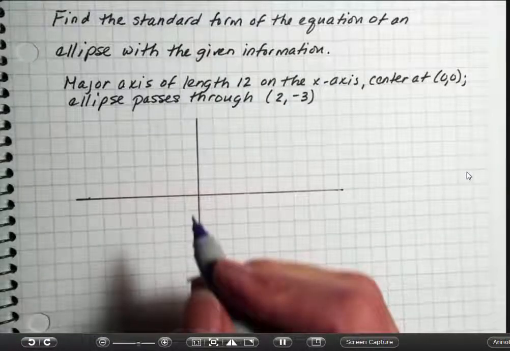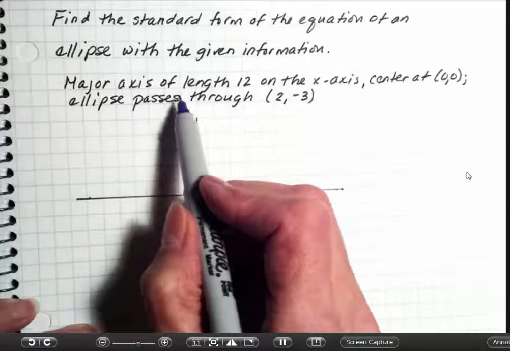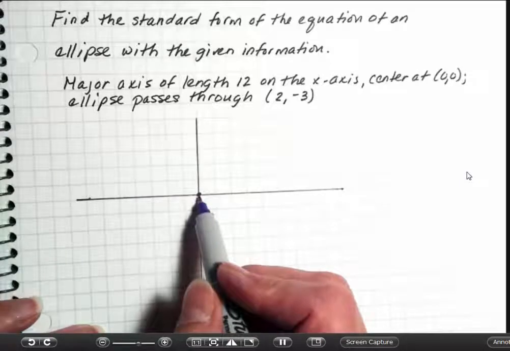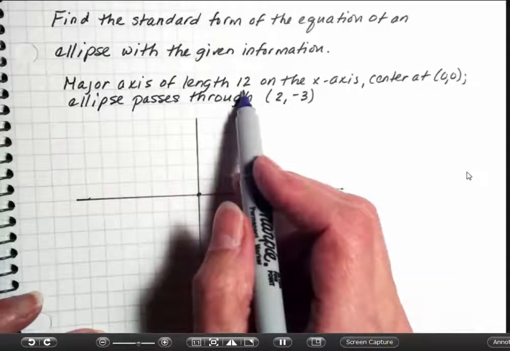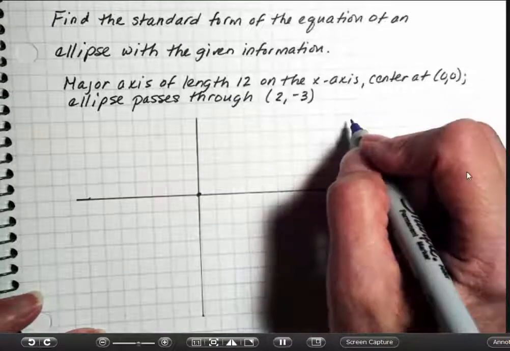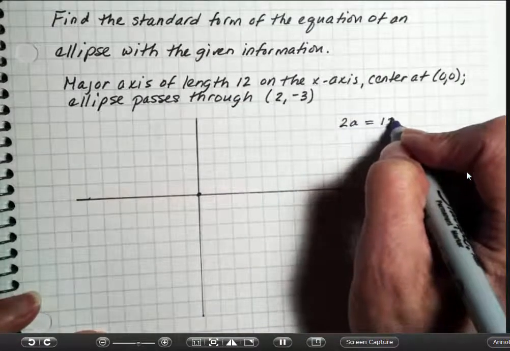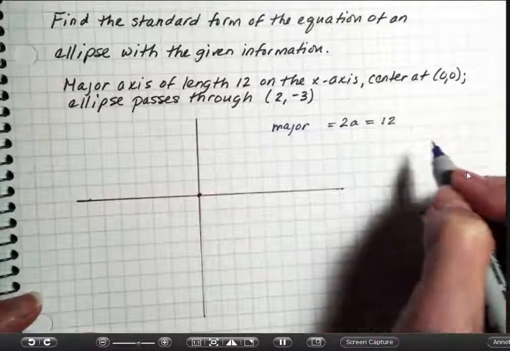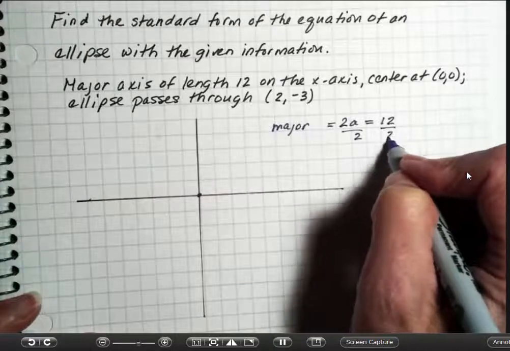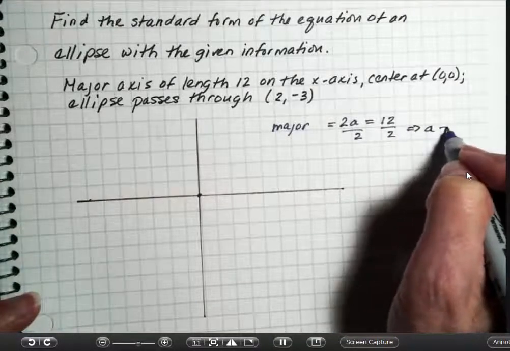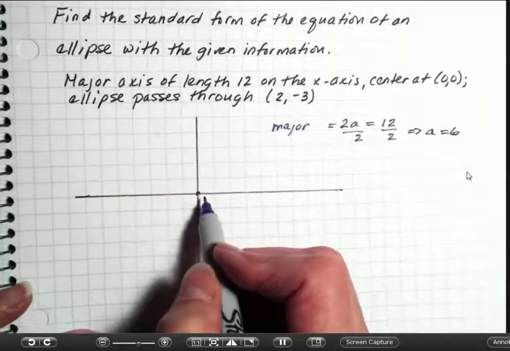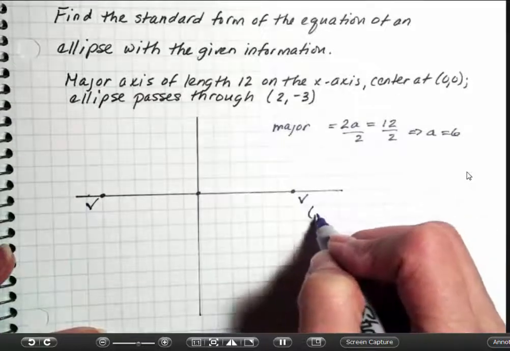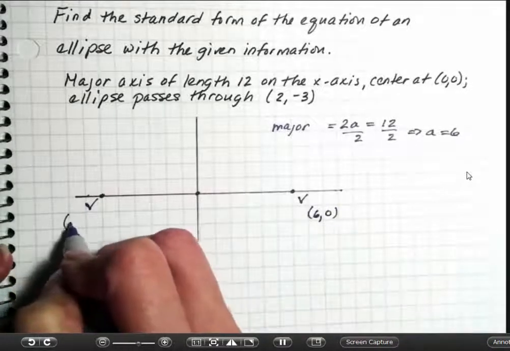So we're told that the center is at (0, 0), and that the length of the major axis is 12, and it's along the x-axis. Well, from the center then, if the length of my major axis is 12, that means that 2a is equal to 12, because 2a is my major axis. So then that means that a is going to have to be equal to 6. So from the center, I'm going to be going plus or minus 6. So these are my vertices. They have coordinates (6, 0) and (-6, 0).